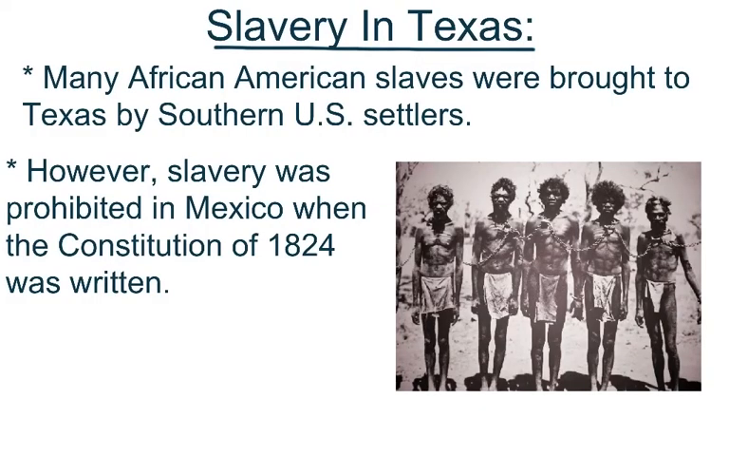If you remember when we worked on our land distribution worksheet a couple of days ago, each family would receive a certain amount of land per acre, right? Although many African American slaves were brought to Texas by southern U.S. settlers, it did not make sense, because slavery was prohibited in Mexico when the Constitution of 1824 was written, and this would later pose a big problem. But people were still bringing their slaves into Texas.